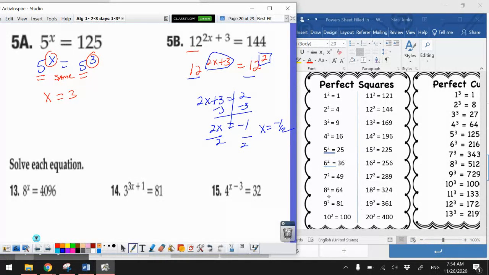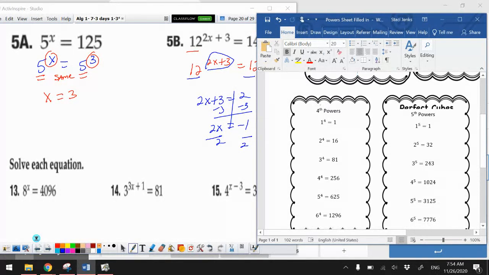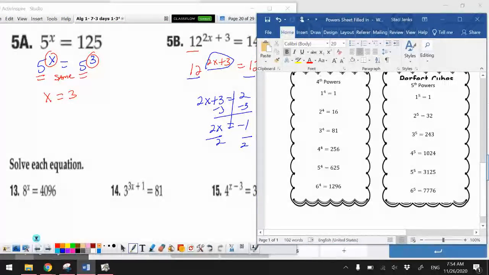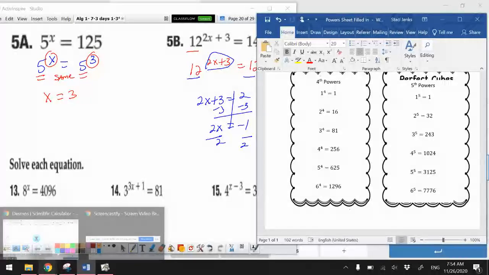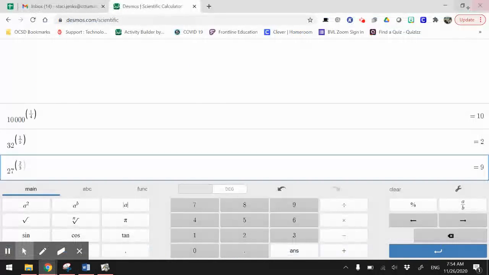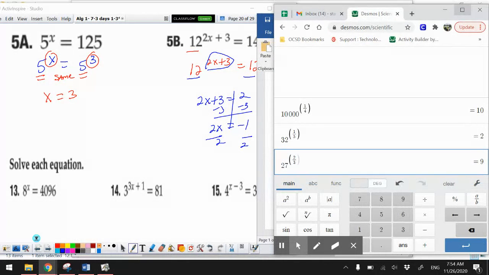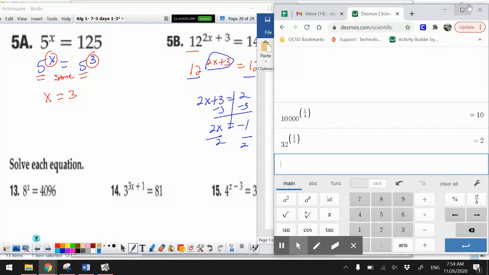Well, let's see. 8 squared is 64. 8 cubed is 512. So it's not those. Let's keep going. Let's go down here and look at 8s. Well, I don't have any 8s here. It doesn't show me 8. So let's go ahead and get our calculator and figure out what our powers of 8 are.